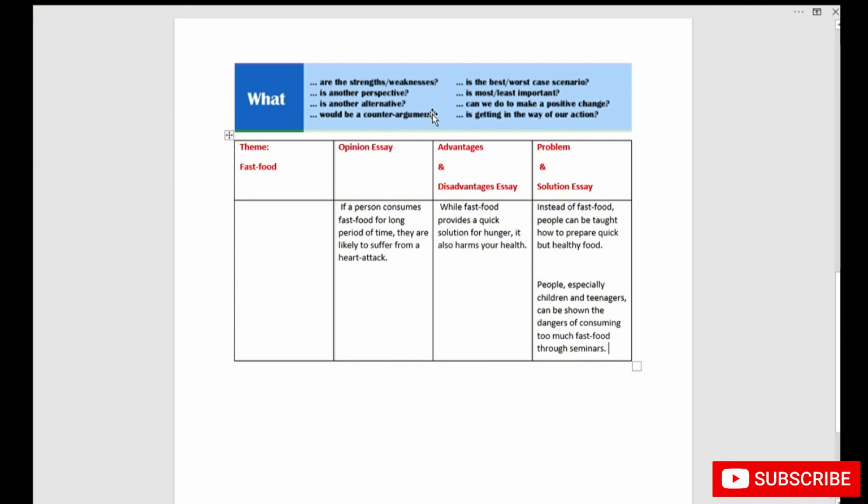And let's look at who is most and least important. For this question, I'm going to choose the most important. Let's imagine that we are writing an opinion essay and we are inserting this idea in here. So we can say, the youth is the future of a country, and therefore it is important that they have a healthy body. So in this part, I am choosing the youth as the most important part, and I'm saying we should ban fast food in schools so that young people can have healthier bodies.